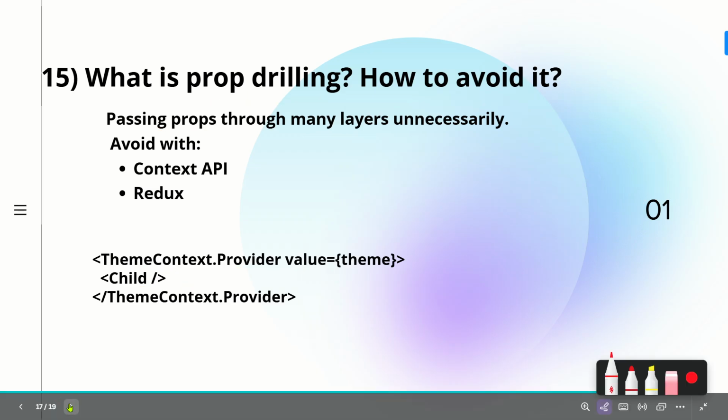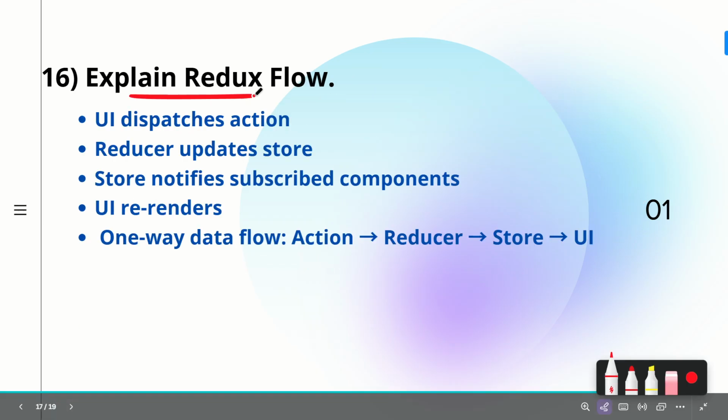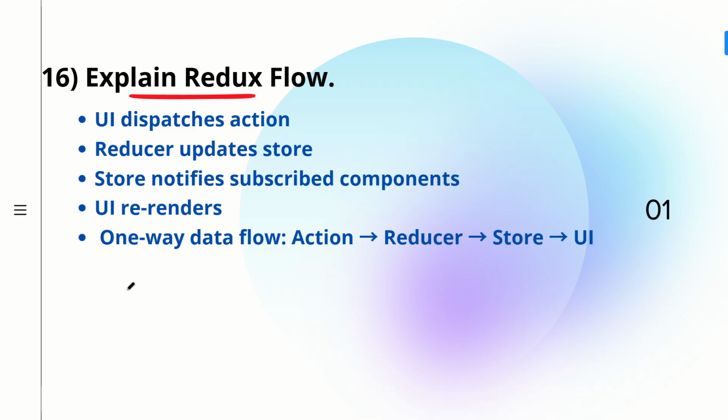Now let us see our 16th question. Explain the Redux flow. So how does Redux work? In Redux we have something called actions. We have multiple actions here. So for example, we are having some application which is going to show you user details, delivery details, order details, feedback details.